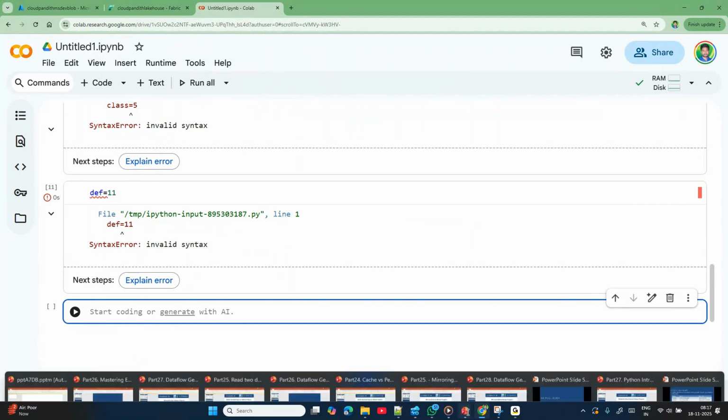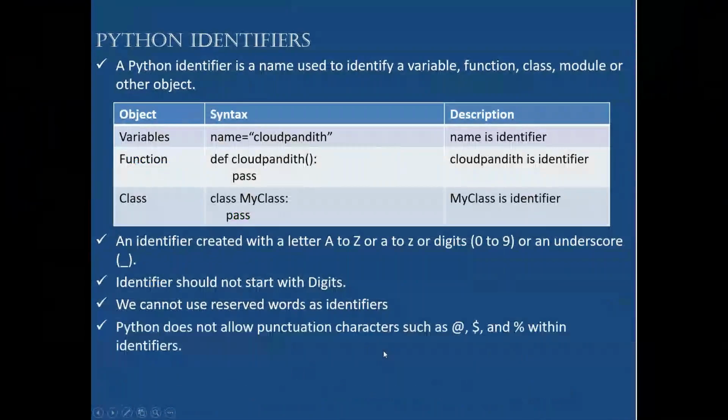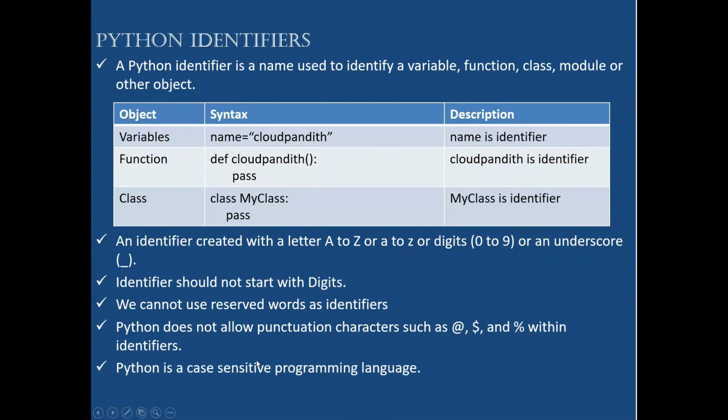You also understood that Python is case sensitive. Python does not allow punctuation characters. You have seen at the rate, dollar, percentage; all these things are not allowed. And Python is a case sensitive programming language. All of you clear, team? Everybody is clear till here? Yes, sir.